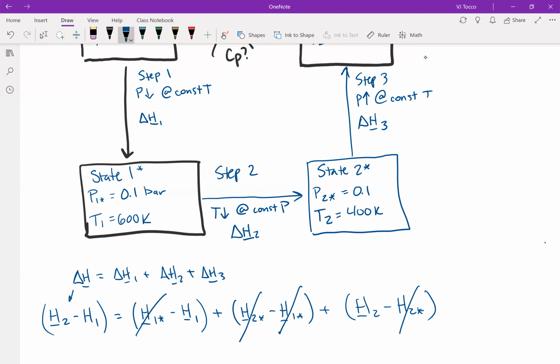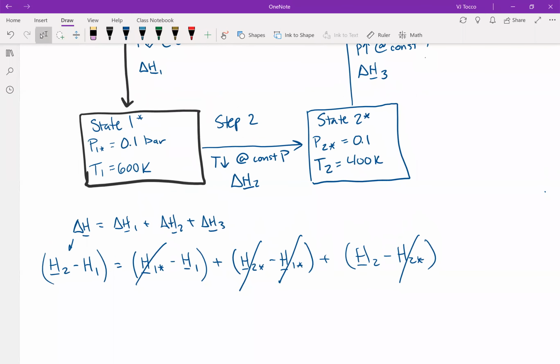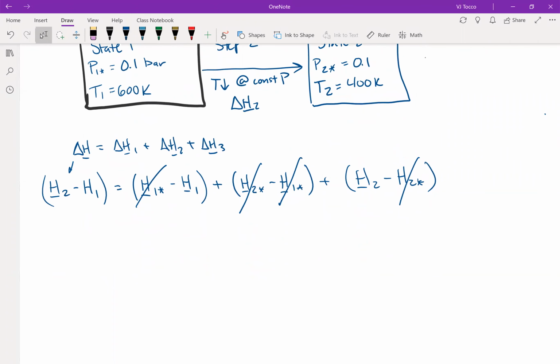So this tells me that these two things are equivalent. All right, perfect. So how do we go back and find what delta H1 is? I'm going to start with delta H3, because 2 minus 2 star is how it's actually defined. So I'm going to start at the bottom. So delta H3 is H2 minus H2 star.